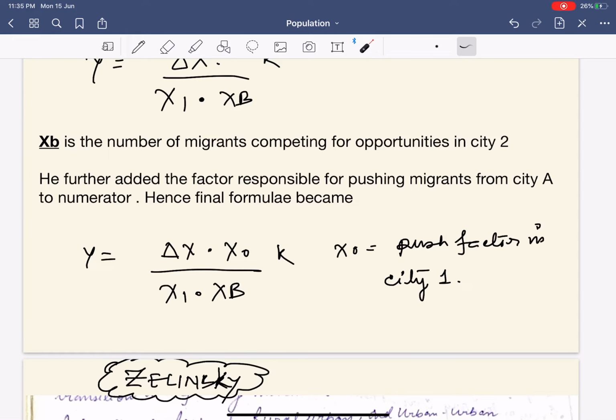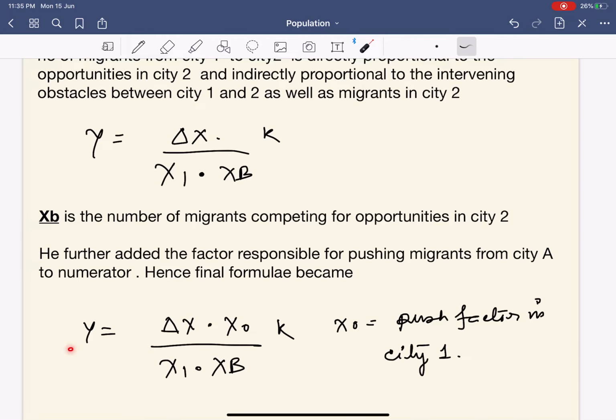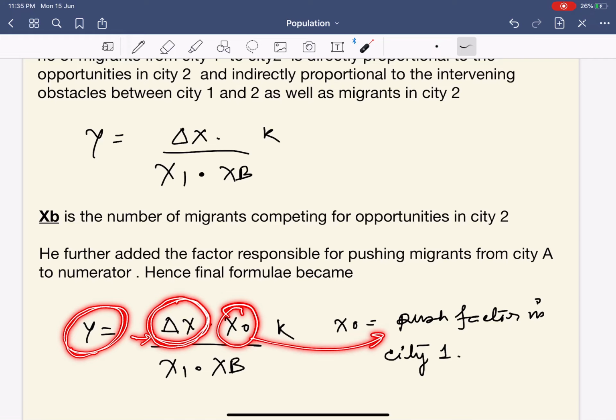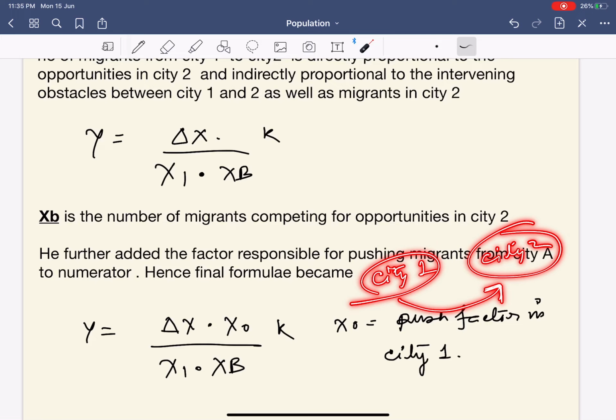Again, Stouffer modified it. What did he modify? Stouffer added that the number of migrants is not just equivalent to the opportunities prevailing in the destination region, but also the push factor, that is x0. He said that, let us say this is city 1 and this is city 2, a person moving from city 1 into city 2 is not just because there is opportunity in city 2, but also because there is a factor in city 1. As a result, he is moving over here.